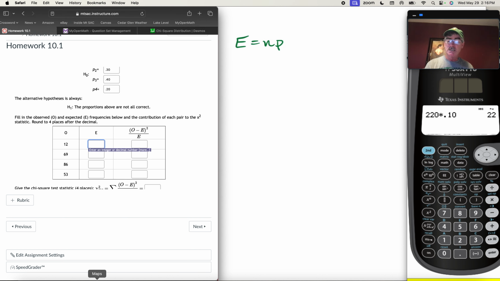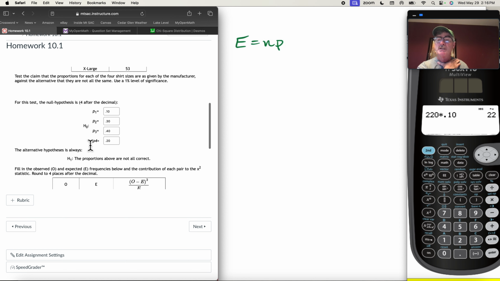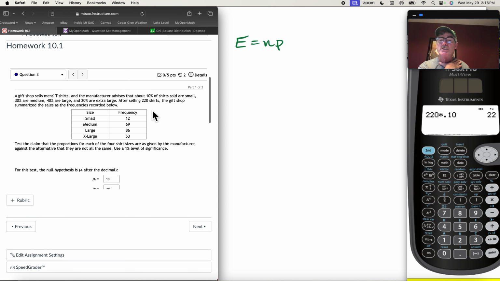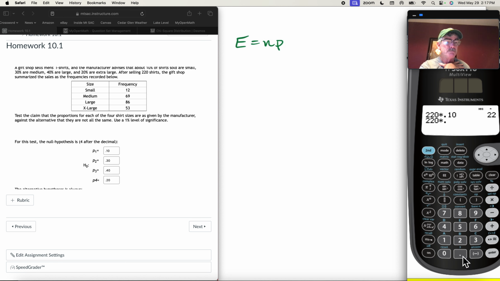That's the expected frequency. Then for the medium shirts, it says 30% should be medium, and that's the second proportion. Again, we're just doing n times p to get the expected frequencies. So n was 220, that's n times p, and the proportion should have been 30%, so 0.30. Okay, so that's 66 shirts for the expected frequency.